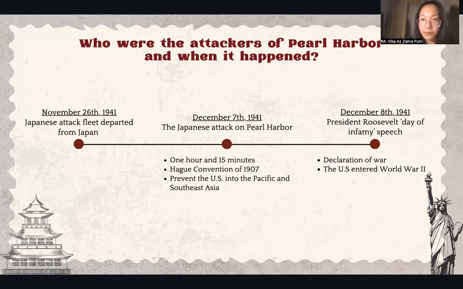And then, because Japan was anticipating a short war that would lead to negotiation, it focused on the battleships that were going to prevent the U.S. Pacific fleet from coming out into the Pacific and Southeast Asia and stopping the Japanese.